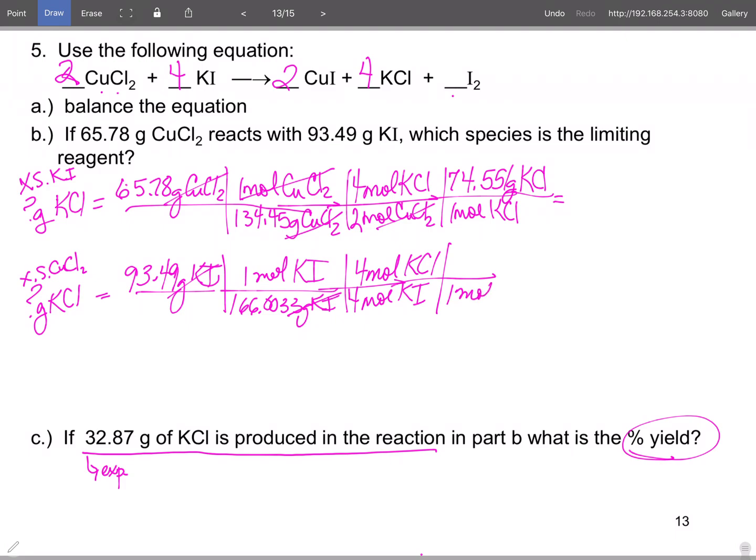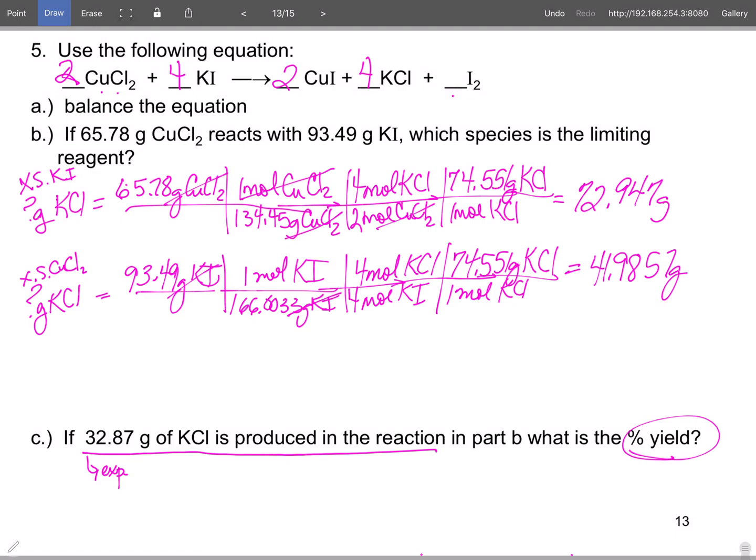And this number is the same, so the beauty of it is I don't have to recalculate it. If you've made a mistake, then you'll make the same one twice. It won't change your limiting reagent, it will change your value. Okay? So now I'll pick up my calculator, 65.78 times 1 divided by 134.45 times 4 divided by 2 times 74.551 divided by 1, and do the math. So I'm going to end up with 72.947 grams of the potassium chloride here. I get 41.9857 grams.